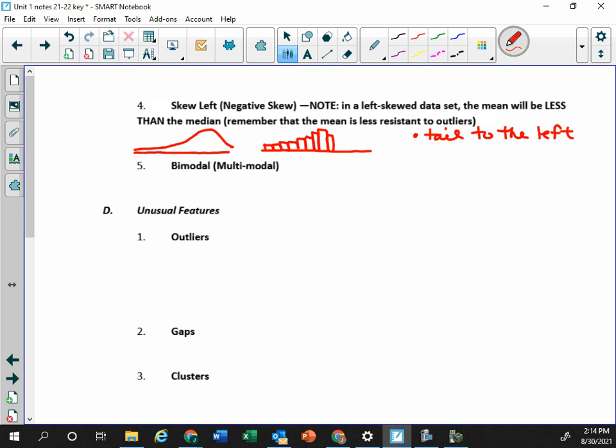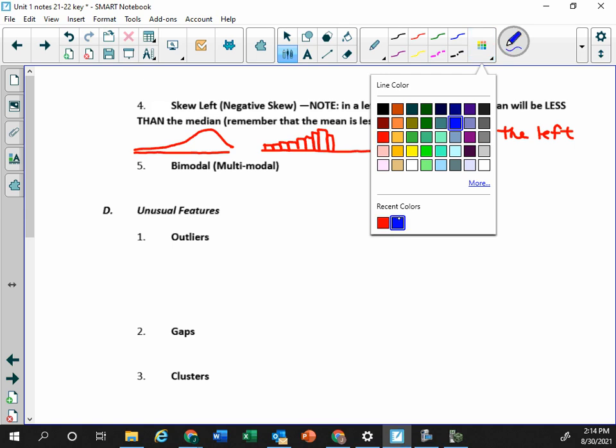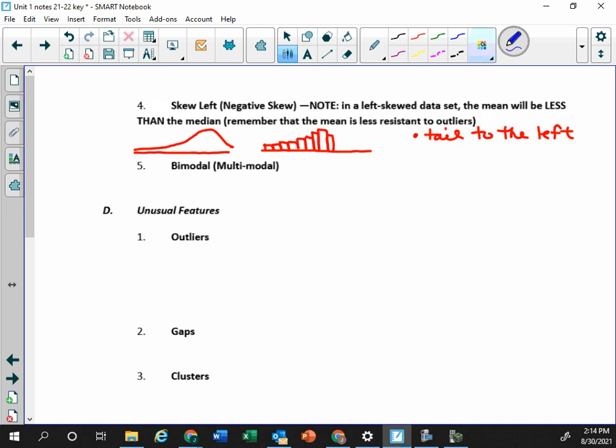So guys, wherever the tail is, that's the kind of skew we're talking about. The tail is like the little skinny part of your graph. The tail's to the left, you have skew left data. And this time your mean is less than the median. Okay, it's going to get pulled down. Again, your median might be near the middle here. And your mean is going to be over to the left.